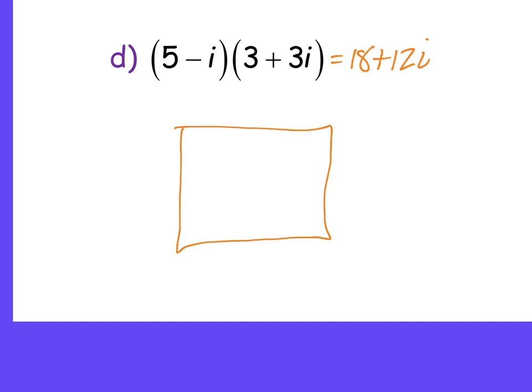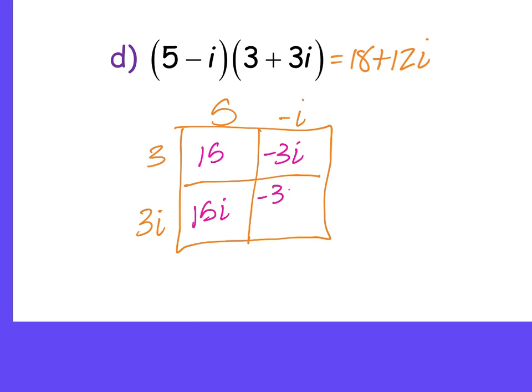Five minus i and 3 plus 3i, right? Yep. So that's 15. And negative 3i. And 15i. And negative 3i squared. Okay, quick question. Is it always adding these? Of course. You're combining like terms. Okay, that's good to know. So then i squared becomes negative 1, which makes this 3. So that's 18 minus 12i. Okay, makes sense. I didn't distribute the negative, right?